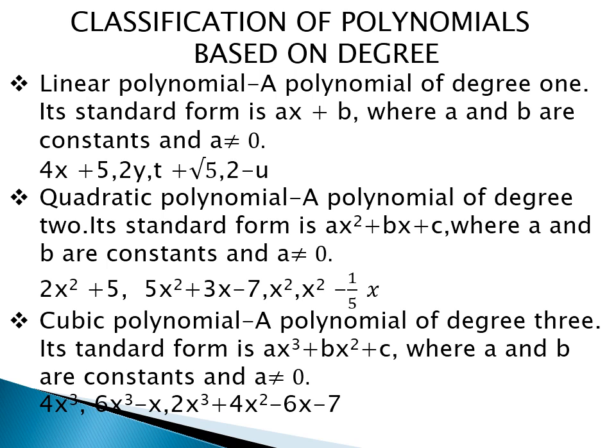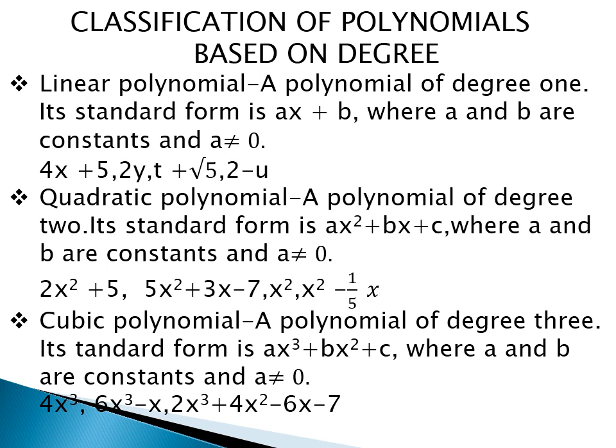Linear polynomial, quadratic polynomial, cubic polynomial. These 3 names are mentioned in the textbook, so you have to learn these 3 names thoroughly. What are the names? Linear polynomial, quadratic polynomial and cubic polynomial. When the degree is 1, it is called a linear polynomial. When the degree is 2, it is called a quadratic polynomial. When the degree is 3, we call it a cubic polynomial.